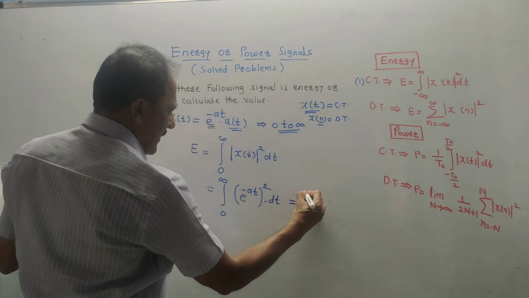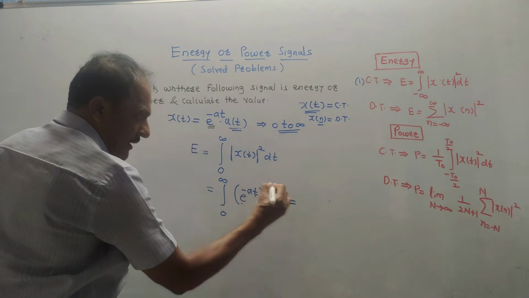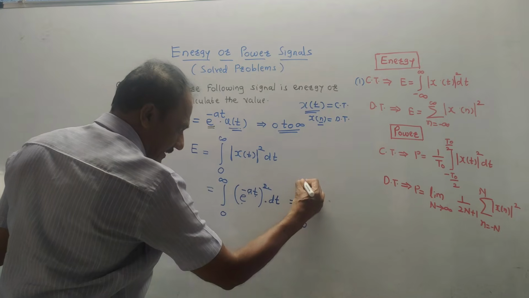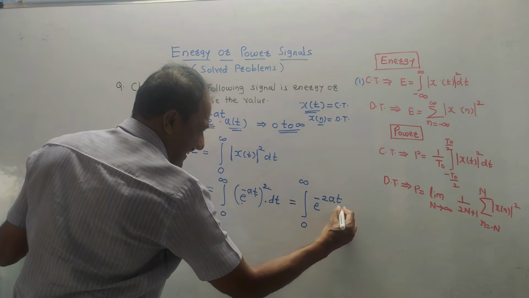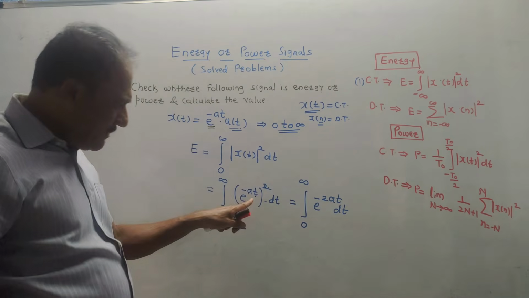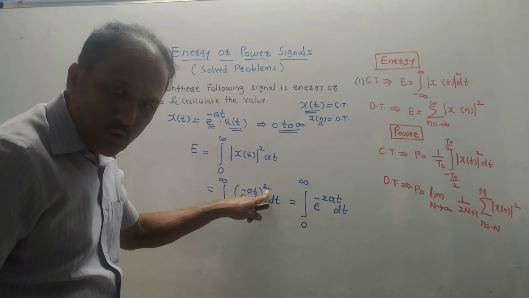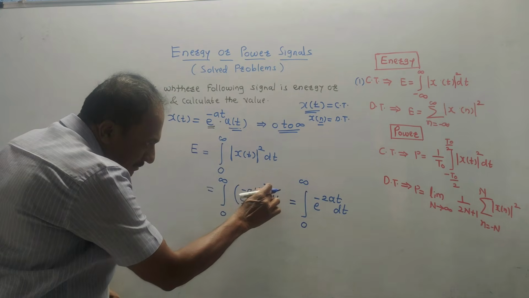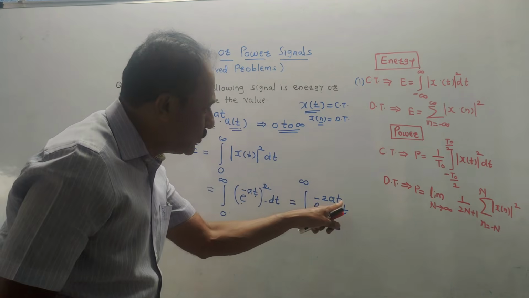Make it simple. It is e raised to minus at, bracket square. So it is the same as integration 0 to infinity e raised to minus 2at dt. Remember, it's simple. It is e raised to power minus at and again raised to 2, so the powers get multiplied. So it is 2 into minus at, that is minus 2at.